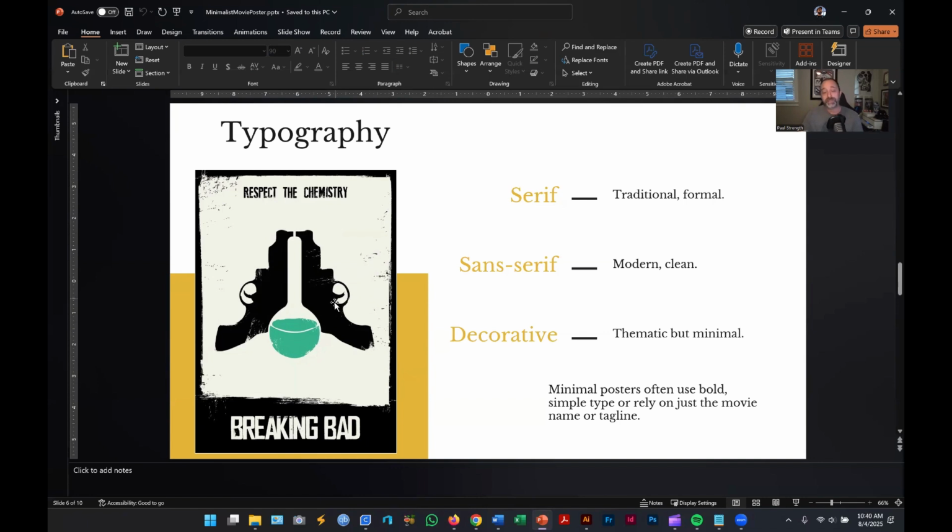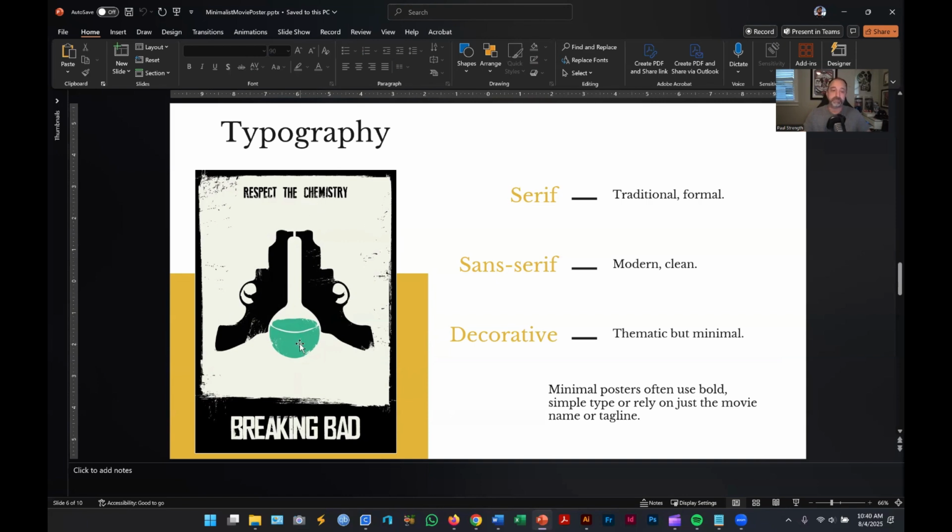All right, so it's basically about making drugs, so there's chemistry involved, and then guns. They have the guns, and they use part of the guns to actually create the flask. It's not a beaker, but it's like a bulb beaker or something. Anyways, I think that's actually what it's called. So using the font, it's thematic. This is more decorative styled. It's simple and modern, so it's the sans serif. And then Breaking Bad is the bigger part, which falls into the hierarchy, with respect the chemistry smaller.